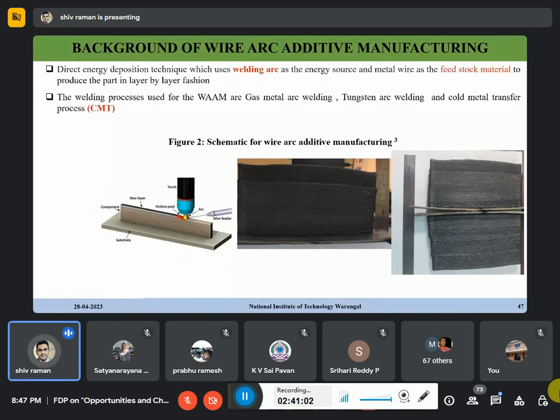The wire arc additive manufacturing process is inspired from welding, where the welding arc acts as a heat source, and the feedstock material, which is a wire, is melted and deposited in a layer by layer fashion. We can use different welding power sources, such as gas metal arc welding and cold metal transfer, and this material is deposited. This wall of stainless steel 316 has been printed in our facility.